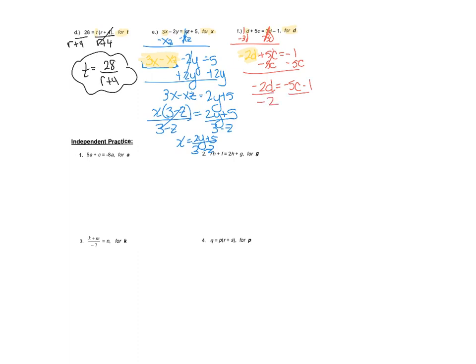Divide both sides by negative 2. And d equals, this is kind of a mess, so I think I'm actually going to divide both sides by that negative 2. Negative 5 divided by negative 2 is positive 5 over 2c. And then negative 1 divided by negative 2 is positive 1/2.